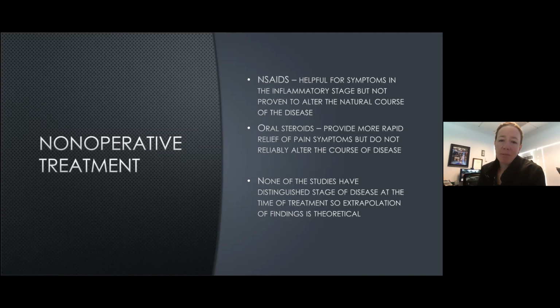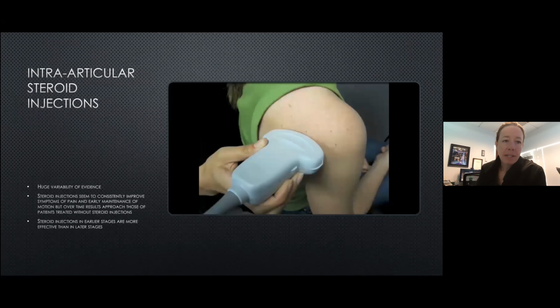Oral steroids can give more rapid relief, but they don't necessarily alter the course either. None of the studies have really distinguished the stage of the disease at the time of treatment. So again, this is difficult to interpret, but we'll apply some principles to this. Intra-articular steroid injections, I found this to be very, very helpful, particularly if they're in the early inflammatory stages, stage 1 or 2. A lot of variability in the evidence for this, but if you think about the pathology and the fact that this is inflammation, decreasing inflammation can really just help your patients feel more comfortable. May also help them tolerate physical therapy better.